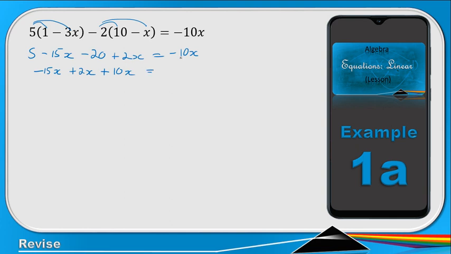And then on this side, we want all the constants. So 5 comes over, it becomes negative 5. And negative 20 comes over, it becomes positive 20. We add all our like terms. This is negative 15 plus 2 plus 10, so that gives us negative 3x equals to, and this is positive 15. We divide both sides by the coefficient, and then we have that x is equal to negative 5.